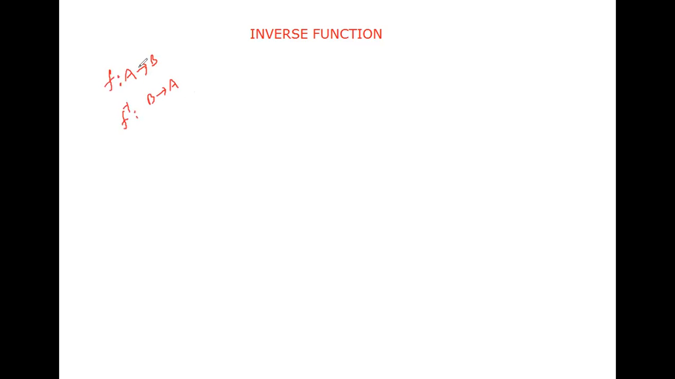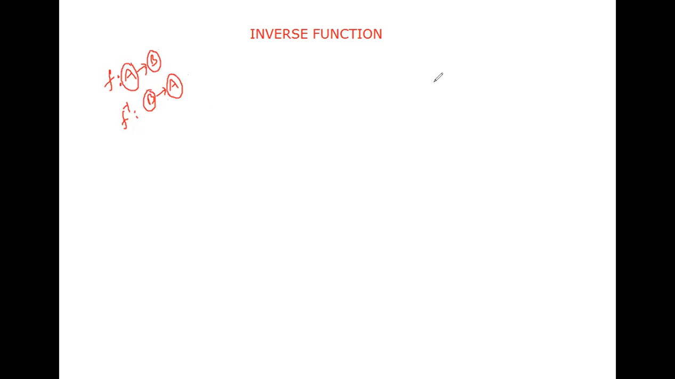The domain of f is equal to the range of f inverse, and the range of f is equal to the domain of f inverse. Generally, we can say that the domain of f is equal to the codomain of f inverse, and the codomain of f is equal to the domain of f inverse. This is the f inverse of that.